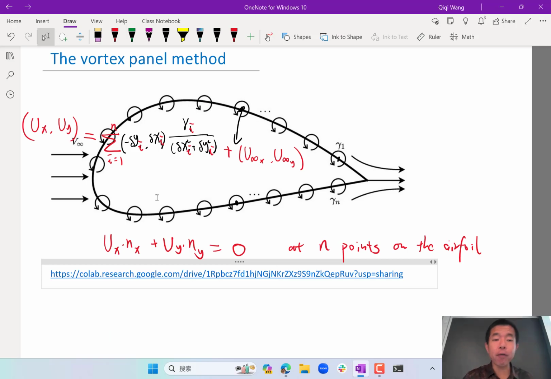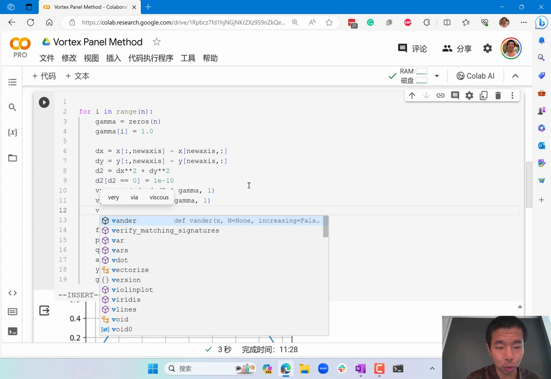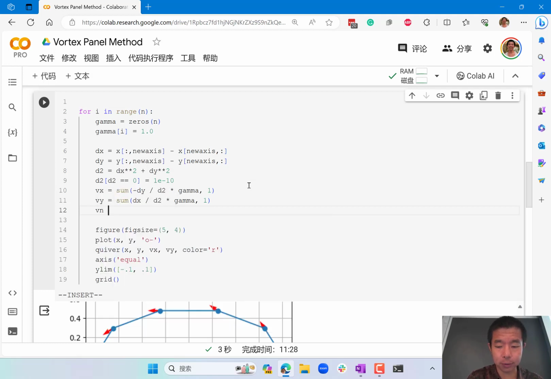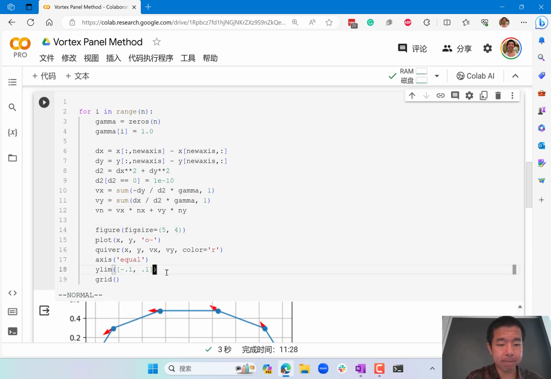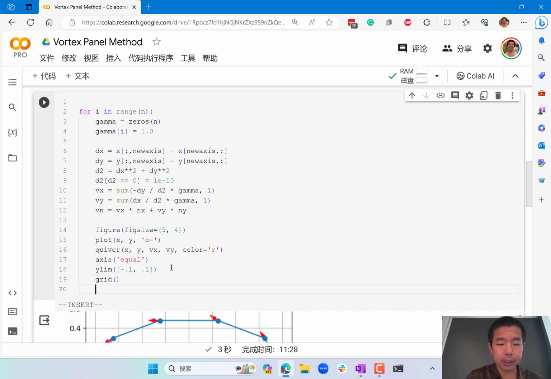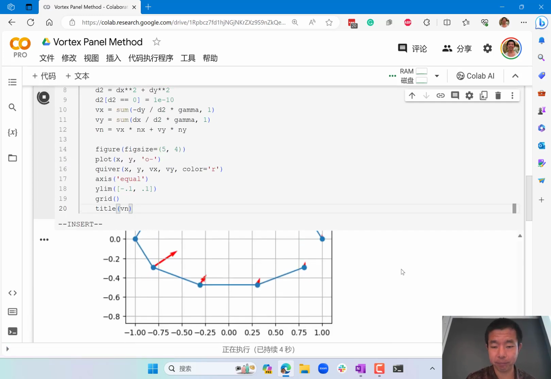Before we compute the free stream, let's compute the normal velocity induced by these vortices first. So we'll not just compute Vx and Vy, we'll also compute V normal, which is equal to Vx times Nx plus Vy times Ny. And when we plot each one, let's put the Vn in the title to see what they look like.